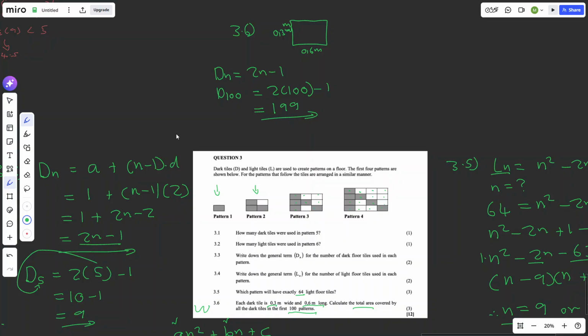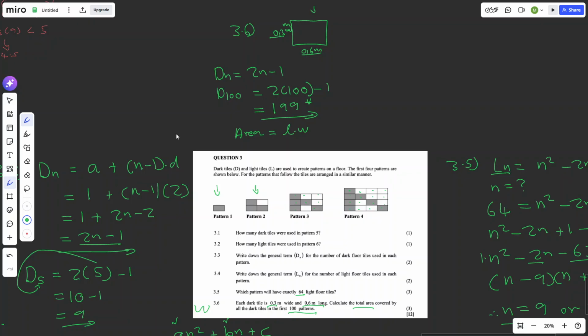So now we need to find the area of all these dark tiles. Here we've drawn one dark tile. When you want to find an area, we know that we need two dimensions. In this case, we can use length and width. So that would be the length and that would be the width. We need to multiply these and get an answer, right? If we do it for one tile, this will be 0.3 times 0.6 and then we'll get an answer. But we want to do this for 199 tiles.